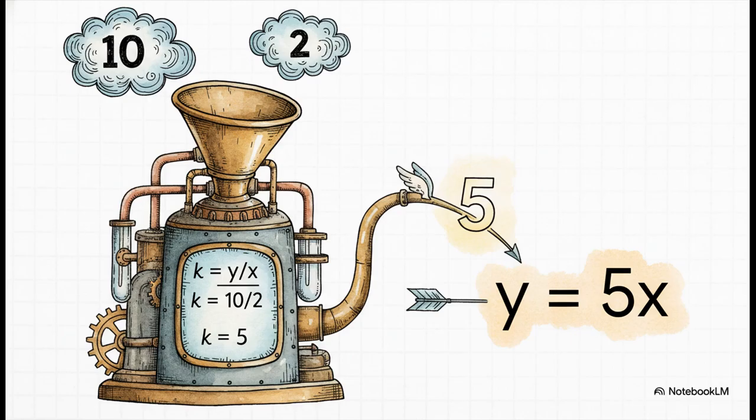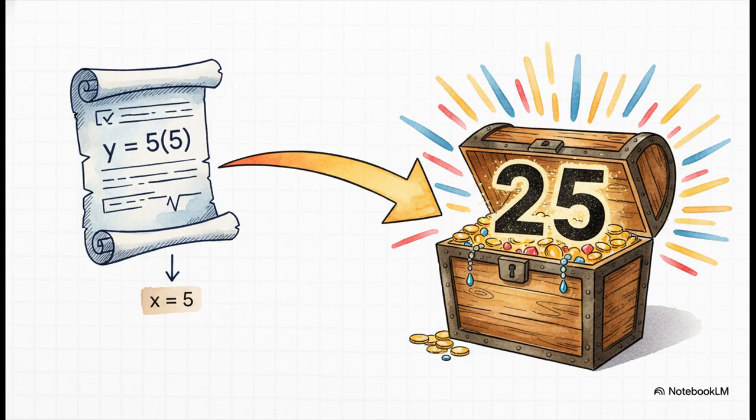So we just divide y by x. 10 divided by 2 gives us 5. Boom. We've just found the rule for this entire relationship. y equals 5x. Now for the easy part. Step 2. We use our new rule to find the missing y when x equals 5. All we do is plug that 5 into our equation. So, y equals 5 times 5. And our answer is 25. See? Once you find that secret code k, the rest is just simple multiplication.